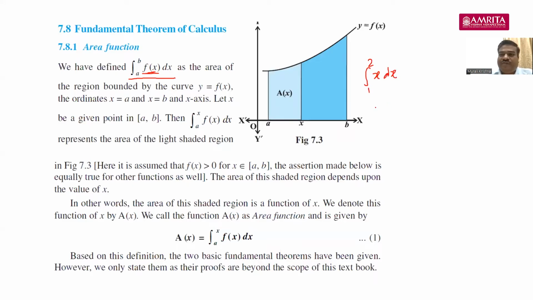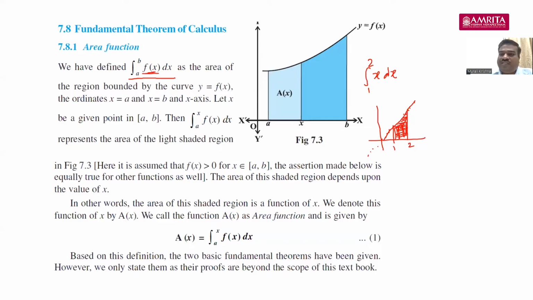Everyone knows the y equal to x graph. This is the y equal to x graph. That means this is the function y equal to x. Between x equal to 1 and x equal to 2, this area answer, the region bounded by the graph, the x-axis and the limits x equal to 1 to x equal to 2, please observe, the shaded region is our answer.